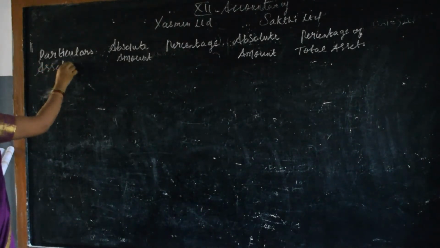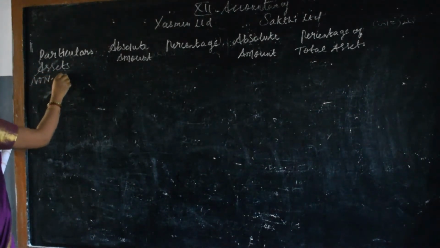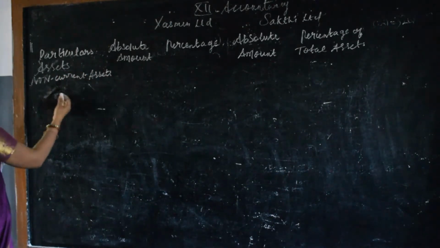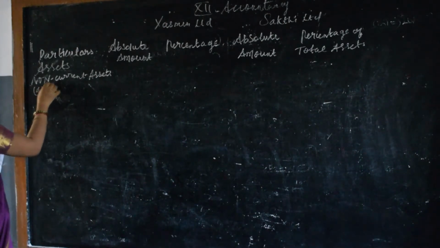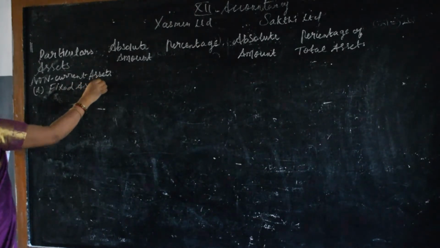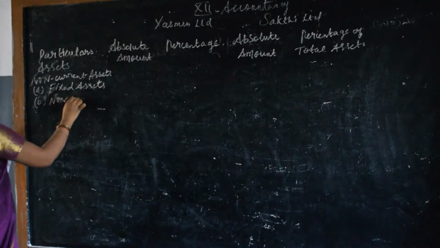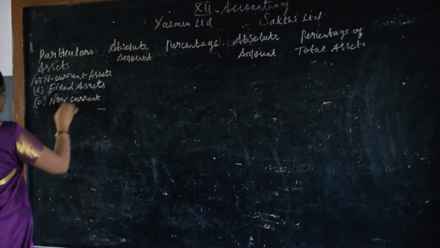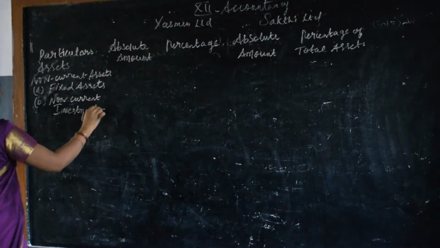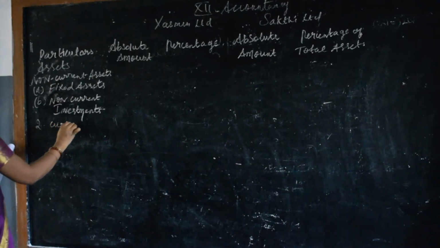For their assets: non-current assets, fixed assets, and non-current investments. Then current assets. First write the questions, okay?